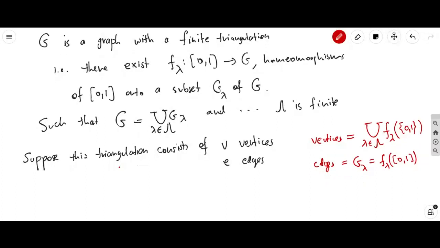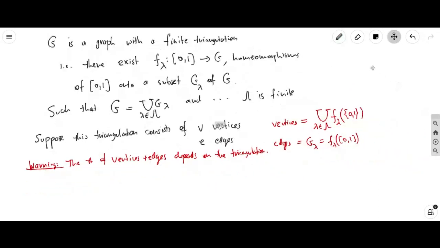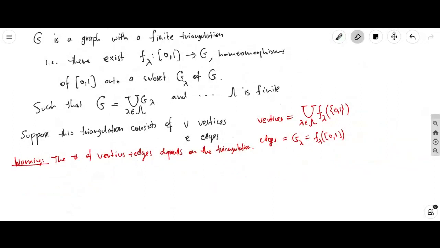And as we've said before, here's a warning. We've said this before, but this is an important point. The number of vertices and edges depends on the triangulation. If you have a different triangulation, you'll have different numbers. So the same topological space, the same graph, can be triangulated many different ways. Now we're going to define a quantity that, interestingly, never changes. We're going to see that very soon. So the number of vertices and edges could change depending on the triangulation.